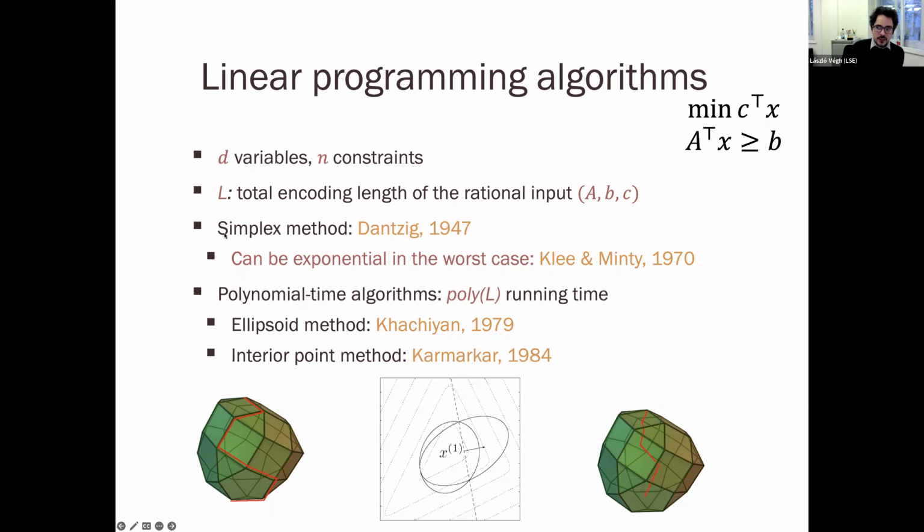So then there was this big question of the 70s, looking at it from the computational complexity angle: do we actually have a polynomial time algorithm for linear programming? Polynomial time in the standard Turing model would mean that the encoding length of this problem is L, the number of bits needed to describe this input. So can we get an algorithm which runs in poly(L) running time? There were two very significant developments in the late 70s, early 80s: the ellipsoid method by Khachiyan, and then interior point methods by Karmarkar.